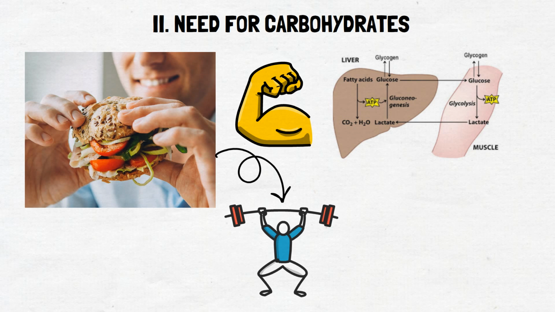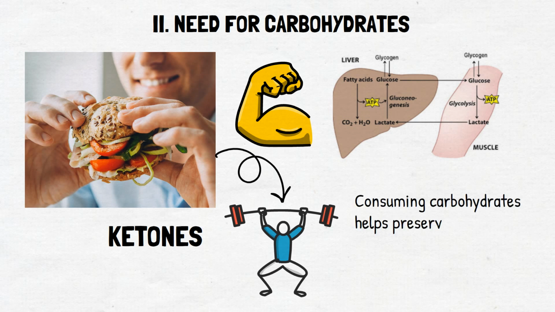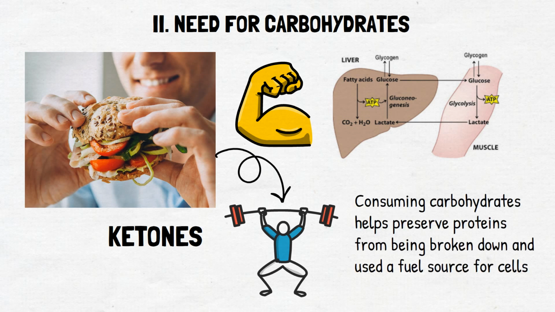A diet low in carbohydrates will likely result in the production of ketones. Ketones are an alternative energy source produced from fats and proteins when glucose levels are low. Therefore, consuming carbohydrates helps preserve proteins from being broken down and used as fuel for the cells.